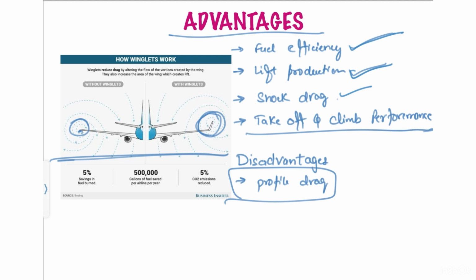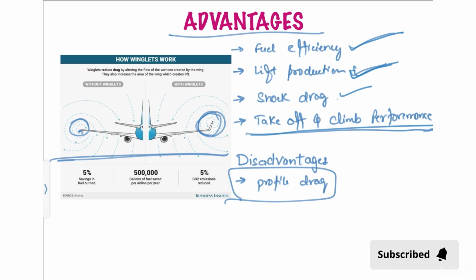It reduces the shock drag, and improves the takeoff and climb performance. When the velocity is very low during the takeoff and the landing, at that time these wingtip devices, because of the higher lift production factor, are one of the advantages of having wingtip devices.